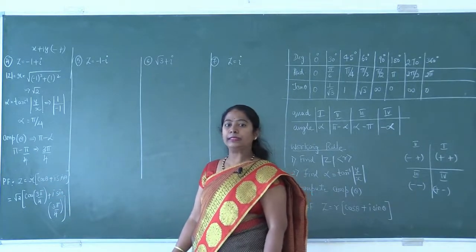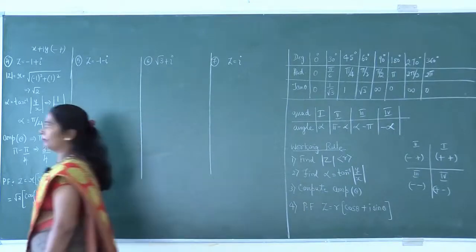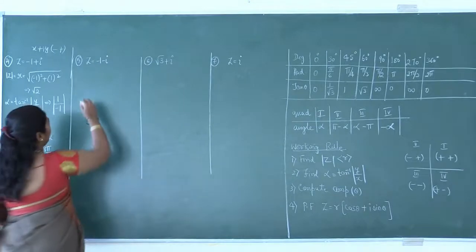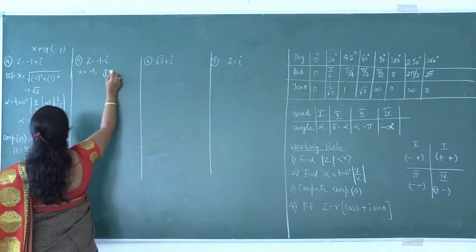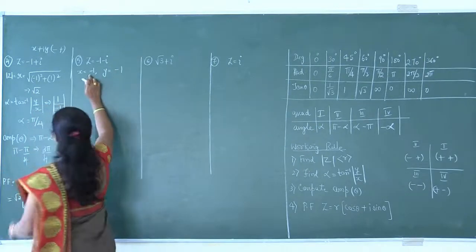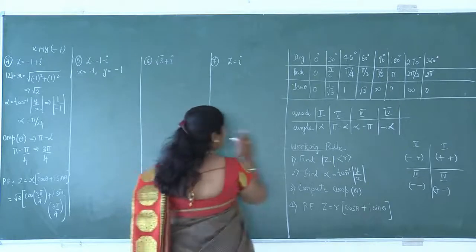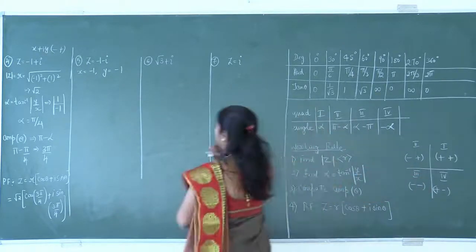Moving on to the next problem now. z is equal to minus 1 minus i. Now, what is the value of x here? The value of x here is minus 1. What is the value of y? Minus 1 again. So, x is also negative, y is also negative. Both are negative. Lies in which quadrant? It lies in the third quadrant.